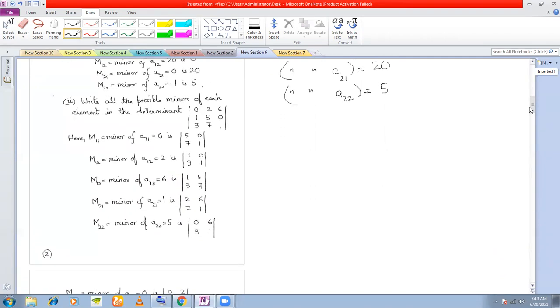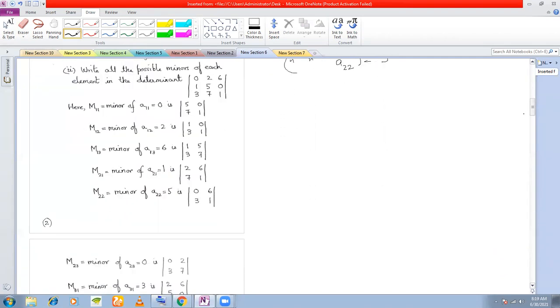Let us see how to evaluate minors of elements of determinants of order 3. Let us consider this determinant. I want to evaluate the minor of this element. So what am I going to do? I'm going to hide this row and this column. What am I left with? I'm left with 5, 0, 7, 1. So this determinant becomes the minor of this element, 0.